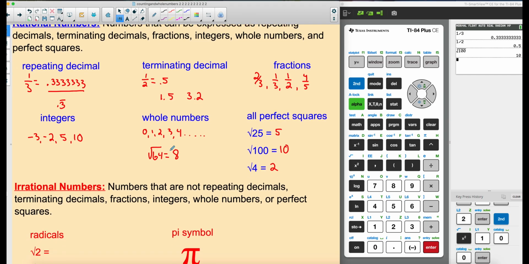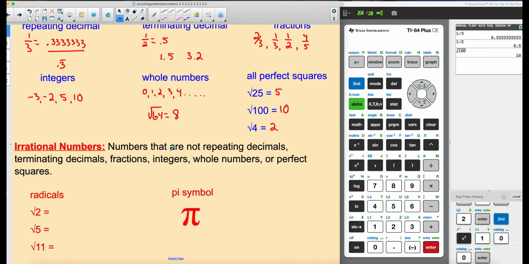Here's the good news. Irrational numbers, there's only really two types. Irrational numbers are numbers that are not the numbers we mentioned above. So they're not repeating decimals. They're not terminating decimals. They're not fractions. They're not integers. They're not whole numbers or perfect squares. We learned simplifying radicals last week. We talked about how to put this in the calculator and get the decimal. So radicals are irrational. Here's why.